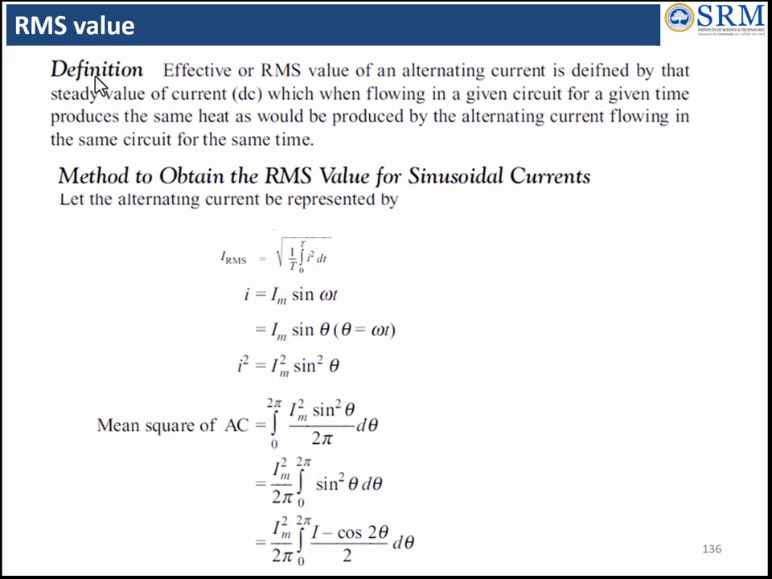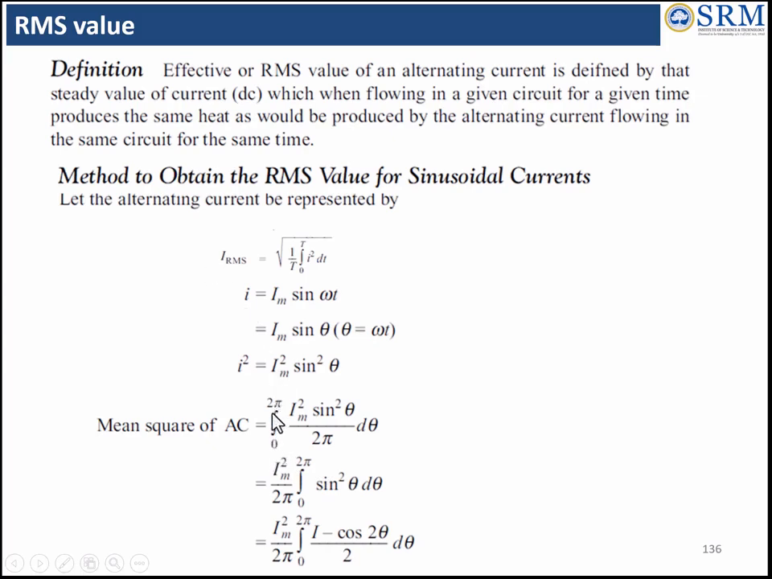So to find the RMS value for sinusoidal current, we take I_RMS as root mean square. So it is the square root of the mean, 1 by the total time period, of the squared value. We can't take the sum since it's an alternating quantity, so we take the integration from 0 to T of i squared dt. We know the instantaneous value of current is Im sin omega t, where theta is omega t. So we can replace i squared with Im squared sin squared theta. First we find the mean square value of the AC current, then we will find the I_RMS value.